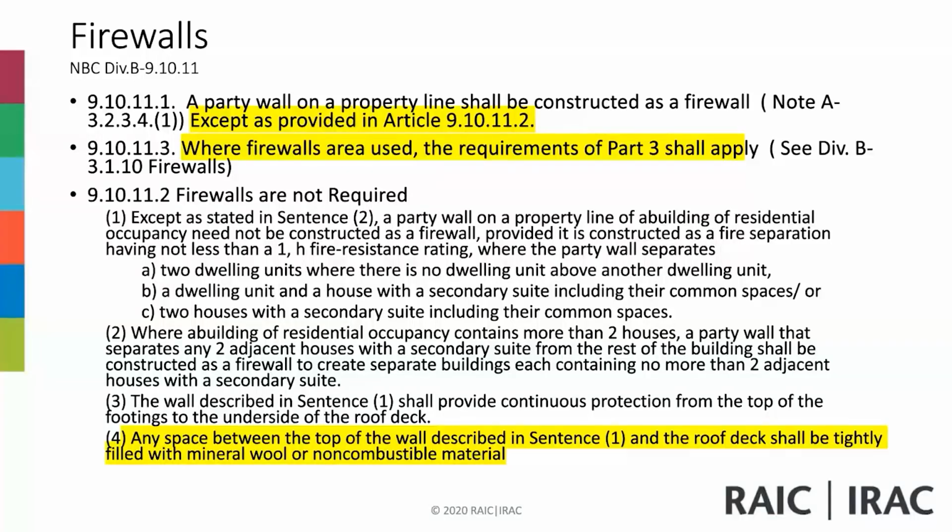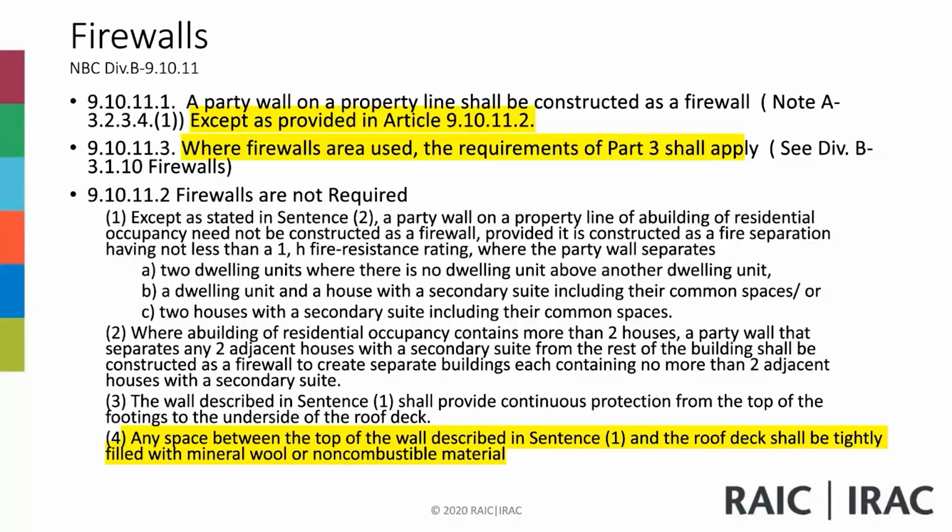When a party wall separates two dwelling units where there's no dwelling unit above another, a dwelling unit and a house with a secondary suite including their common spaces, or two houses with a secondary suite including their common spaces. A party wall that separates two adjacent houses with a secondary suite from the rest of the building shall be constructed as a firewall to create separate buildings, each containing no more than two adjacent houses with a secondary suite. So if you have more than two houses, then the party wall needs to be constructed as a firewall.